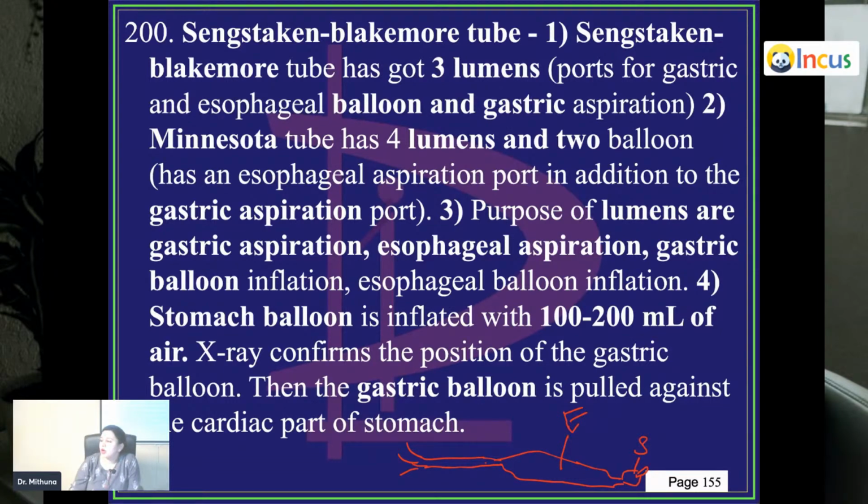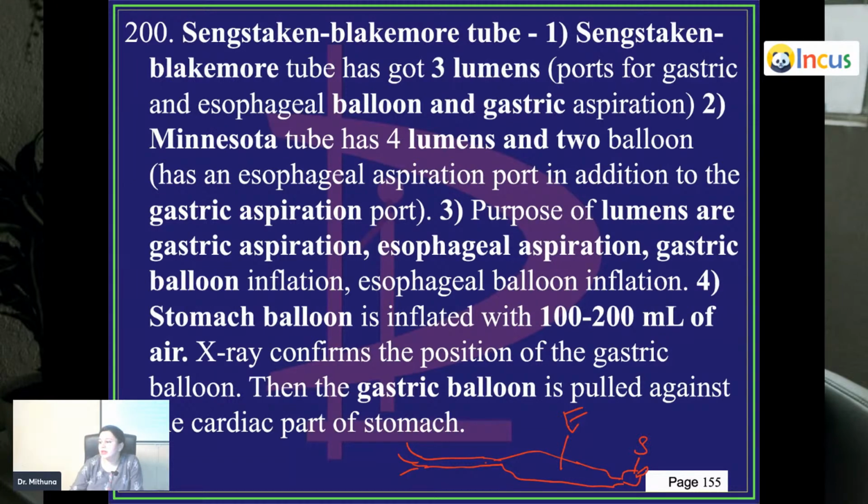Then you have something called Minnesota tube, which has four lumens. So I told you Sengstaken Blakemore has undergone some kind of variations. So if it is Minnesota, it has four. In Sengstaken there are three. You can see here 1, 2, 3. Okay, in Minnesota you have four lumens and you have two balloons. And the extra thing in Minnesota is you also have an esophageal aspiration in addition to the gastric aspiration port.